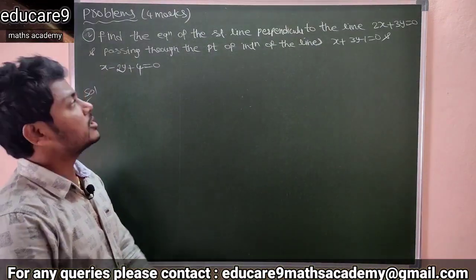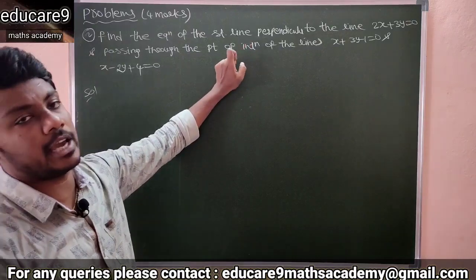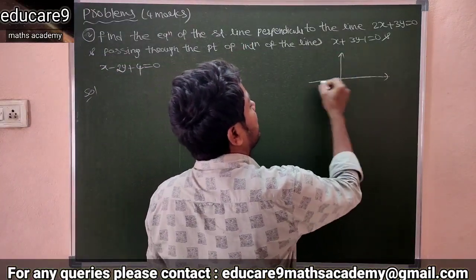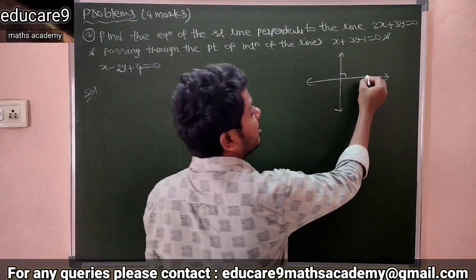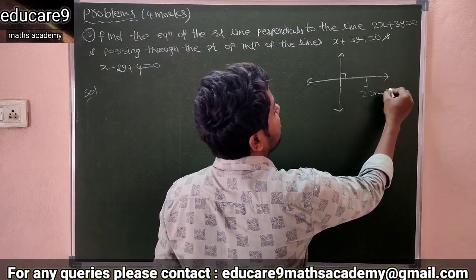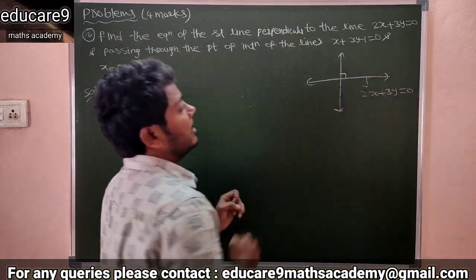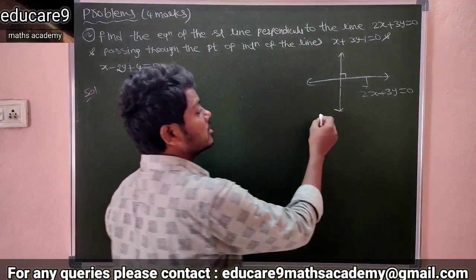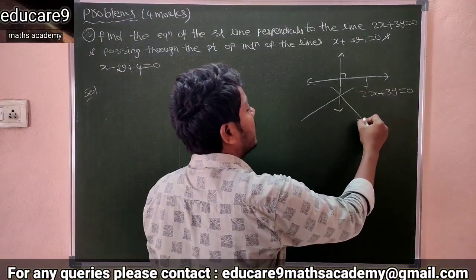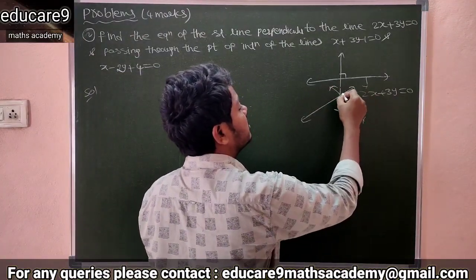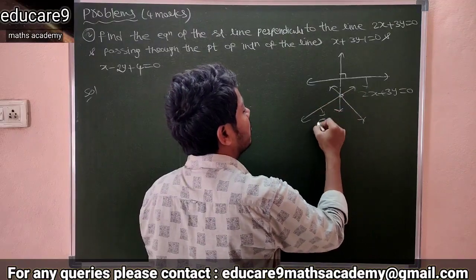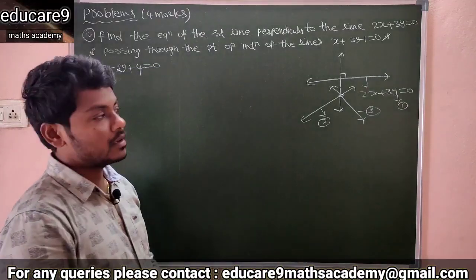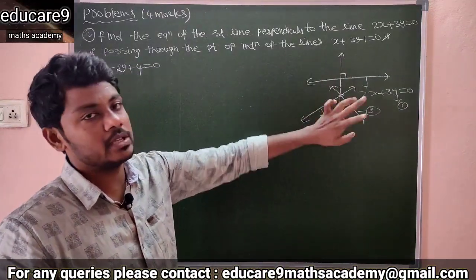So see the second problem. Find the equation of the straight line that is perpendicular to the line 2x plus 3y equals 0, and the required line passes through the point of intersection of two lines. This is equation 2 and this is equation 3, with the given line as equation 1. Now you need to find the equation of the straight line.